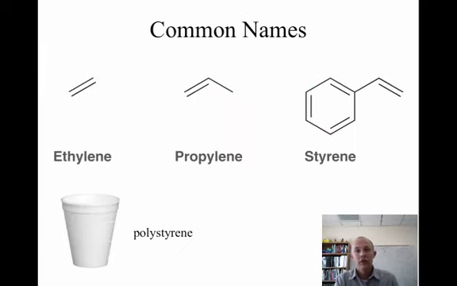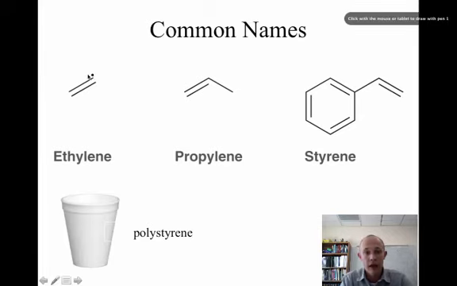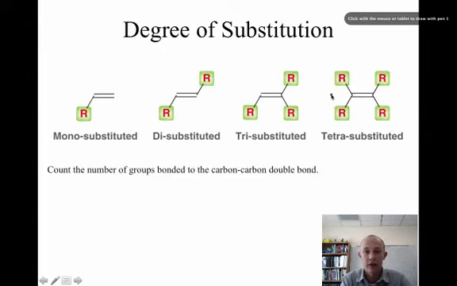You might encounter some common names, but I'm not going to test you on those. Some that you might see are ethylene, which is just the simplest carbon-carbon double bond, propylene, which is 3 carbons, or styrene. And you've probably heard of polyethylene, polypropylene, and polystyrene, which are just polymers that are made from these compounds.